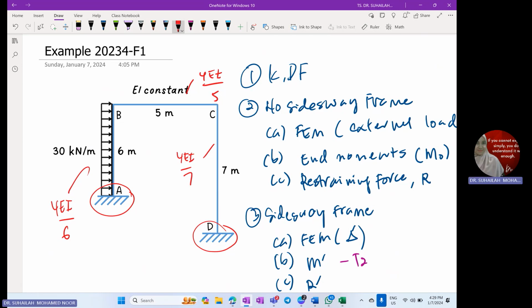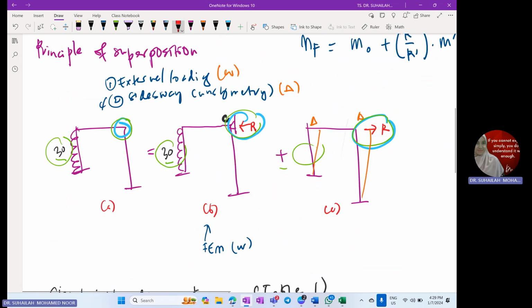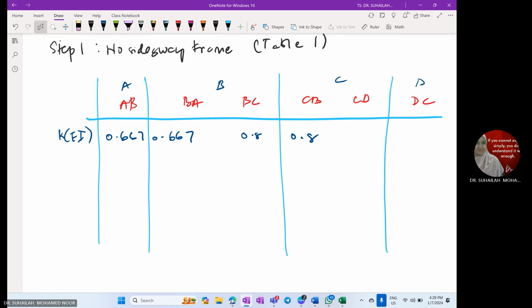Okay, 4EI over 7 is equal to 4 divided by 7, which is 0.571. Okay, now we continue with the distribution factor.